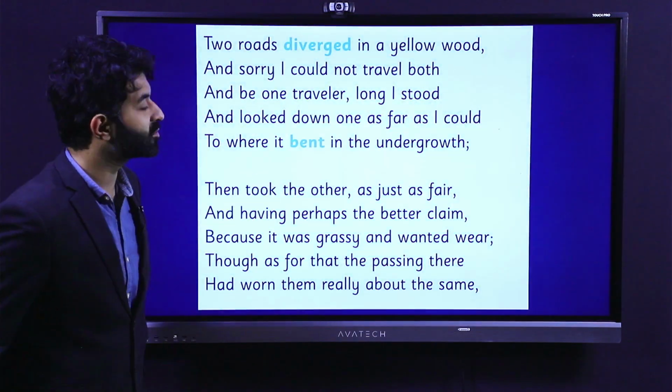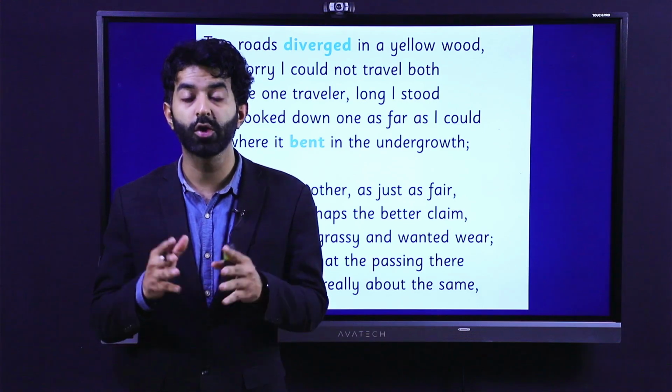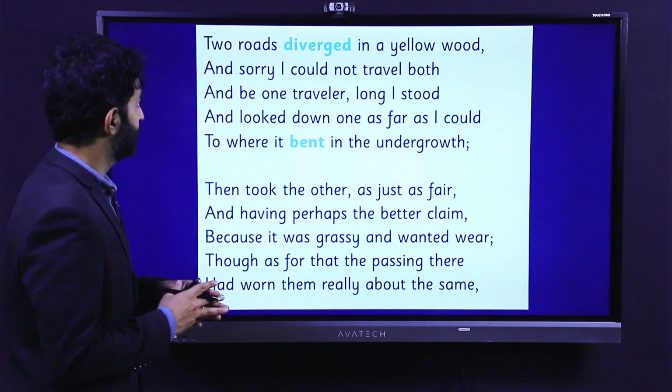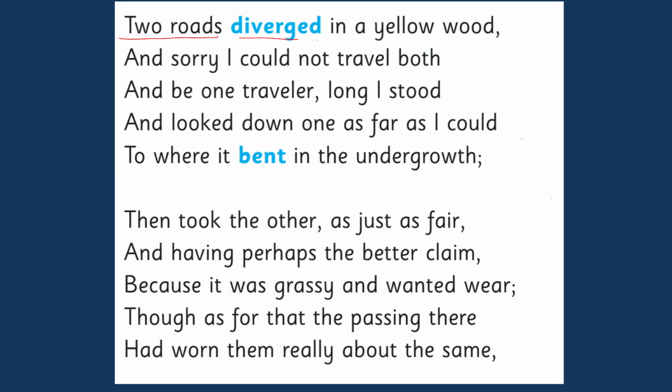Now here is the text of the poem that is under discussion. The Road Not Taken. It is made up of 4 stanzas. Let's see. Two roads diverged in a yellow wood. Yes, 2 roads.